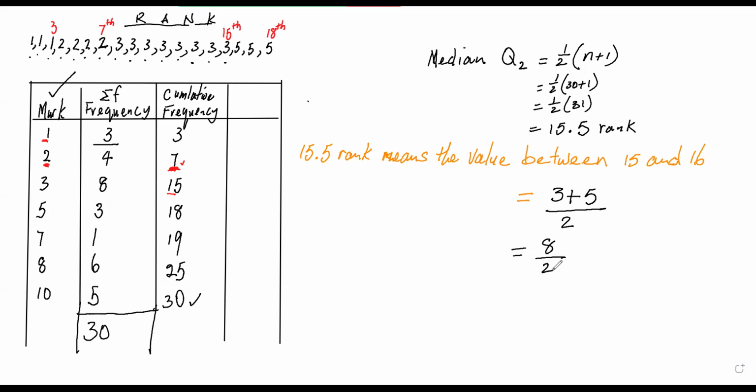So I have a question, sir. Go ahead. Why do we divide by 2, sir? Because you want halfway. It's always halfway. We want half. That's 2. So the value will be between 3 and 5.